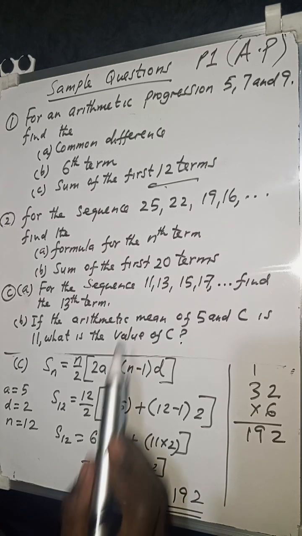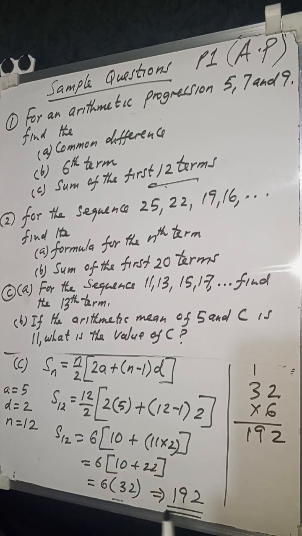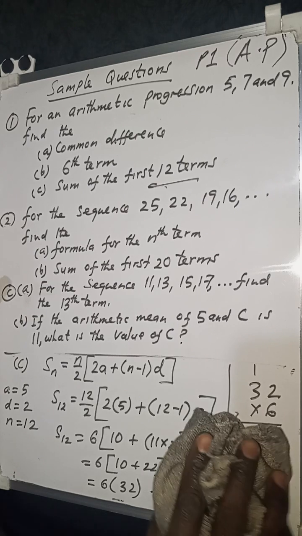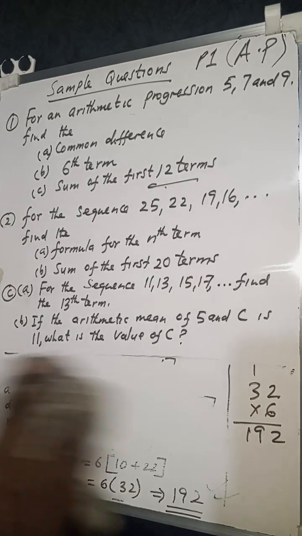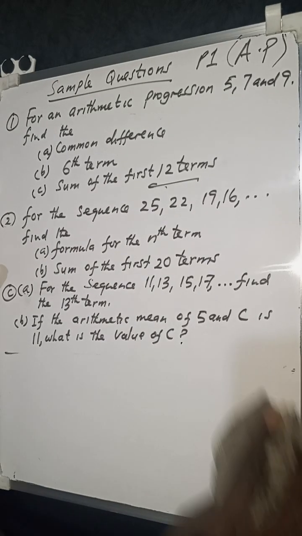So if you add the first 12 terms together, it will give you 192. So that's the way you can do it. Remember, this is paper 1, no need to use a calculator, you just need to use your head and know the basics of simple algebra. Let's look at question number 2.